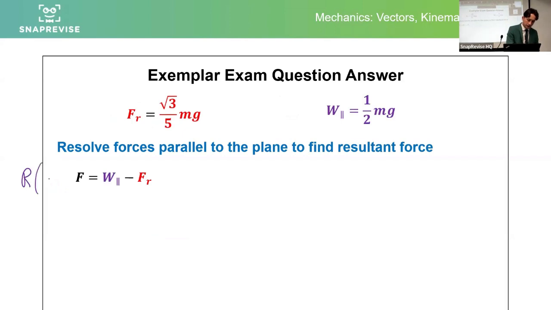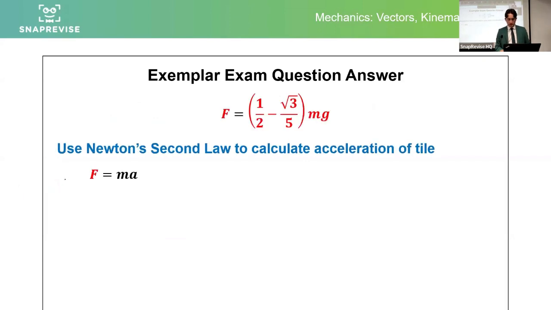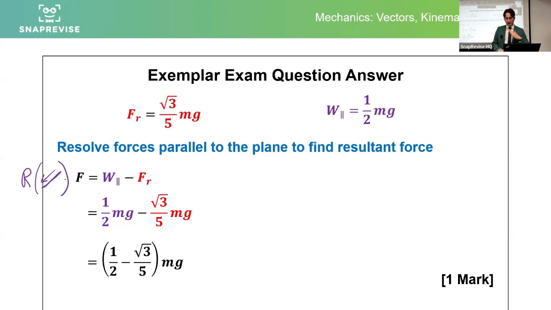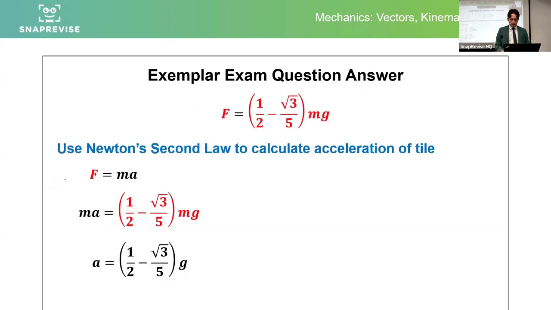So parallel to the slope, remember, there is acceleration. So the forces aren't balanced. This is Newton's second law. This is F equals ma. The resultant force equals mass times acceleration. So the resultant force will be the weight component of the tile minus the friction. And that will need to be equal to mass times acceleration. And then you can rearrange that, divide both sides by m, divide by g, and get acceleration as 1.51 meters per second squared. Cool. Right.